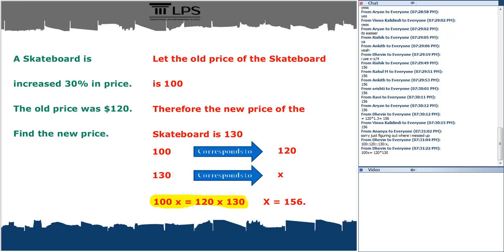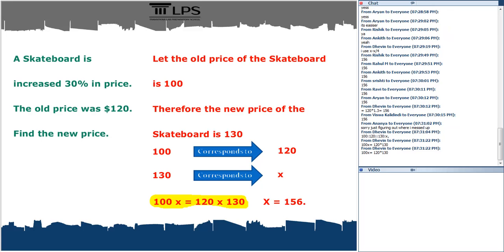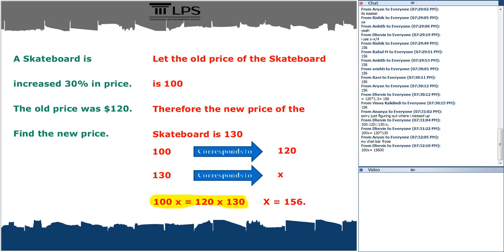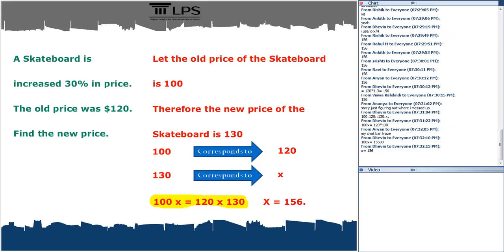Dhiven, you need to rethink. It's to 130. I think that's something going wrong there, but then Dhiven recorrected it and got the answer. Yes, right. Chat bar froze, Aryan. Oh, okay. That's something technical. Okay, but is it fine now, Aryan? Yeah, Dhiven has the answer 156. Very good.